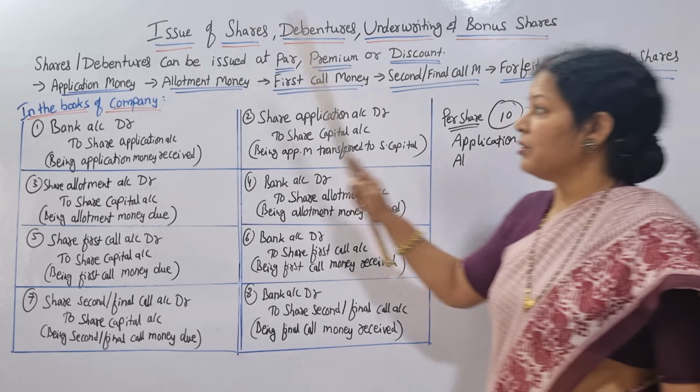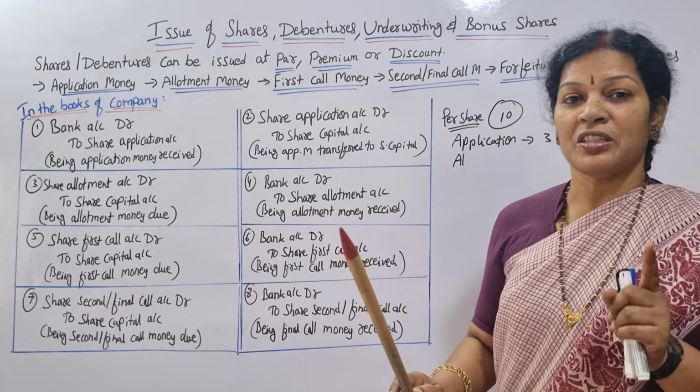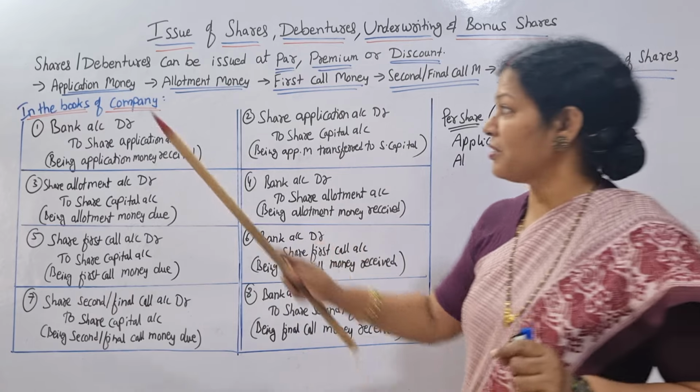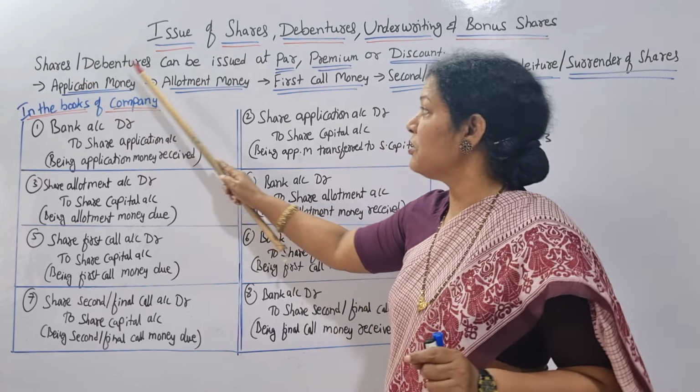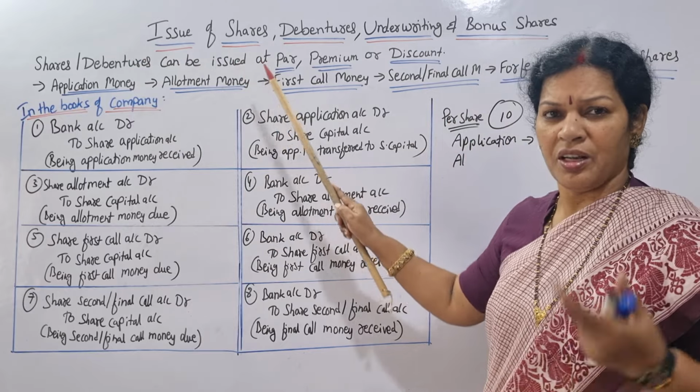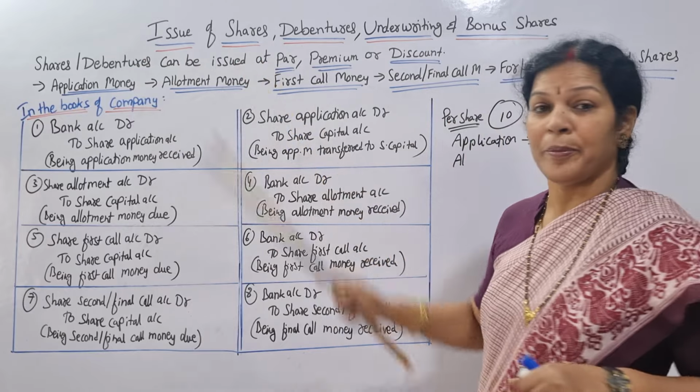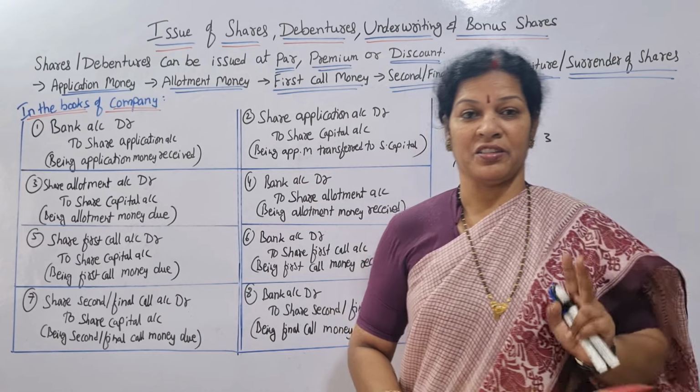Okay. Now, the company can always issue shares and debentures. We know that these shares and debentures can be issued. How can they issue? At par. At par means same price.